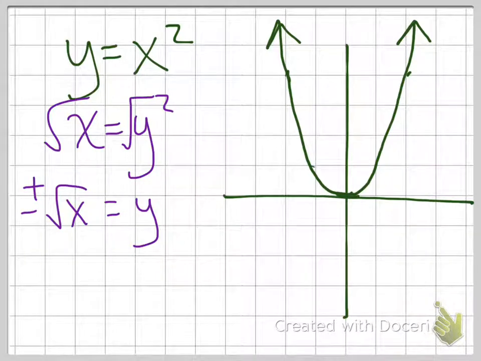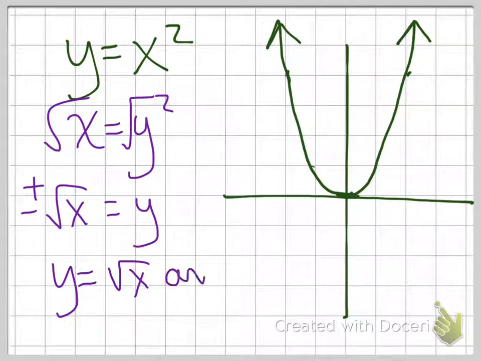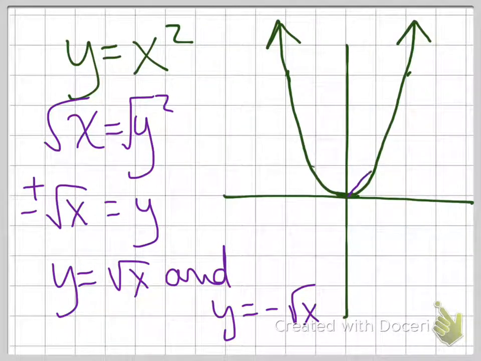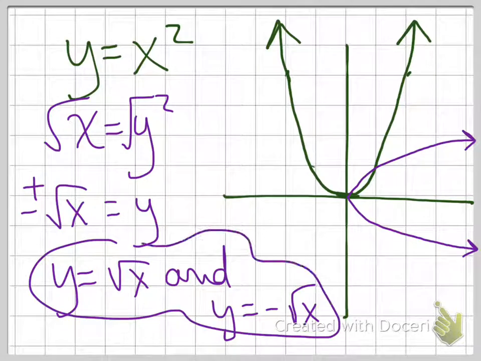So now I'm going to graph this. When I say y equals the plus or minus square root of x, it means y equals the square root of x and y equals the negative square root of x. Well, the positive square root of x looks like this right here, and the negative square root of x looks like this right here. And you can see how together the y equals the square root of x and y equals the negative square root of x makes a sideways parabola.